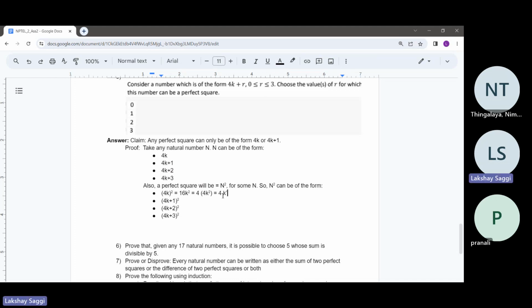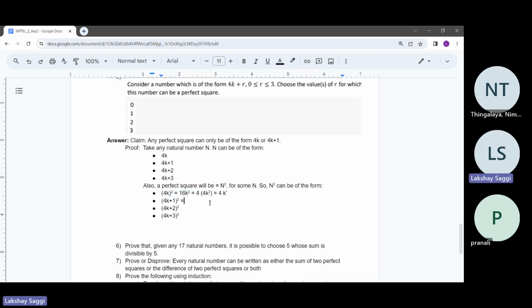So basically, do you see that what we wanted to prove was that a perfect square can only be of the form 4k or 4k plus 1. So basically, it is either divisible by 4 or it gives a remainder of 1 on division by 4. So we have seen that in this first case, it is actually of the form 4 times some k prime. So it is actually divisible by 4. So for this case, if n was equal to 4k, then we have proven that the perfect square will be of the form 4k prime.